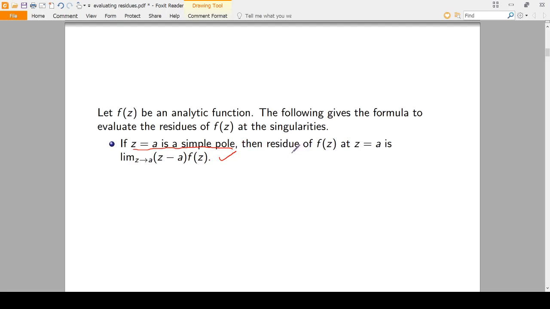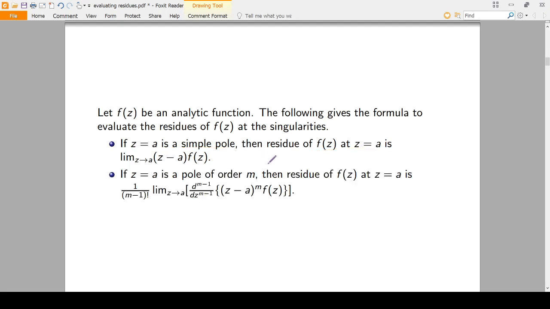If it is a simple pole, then the formula to evaluate the residue is this. Residue of f of z at z is equal to a is limit z tending to a of z minus a into f of z.